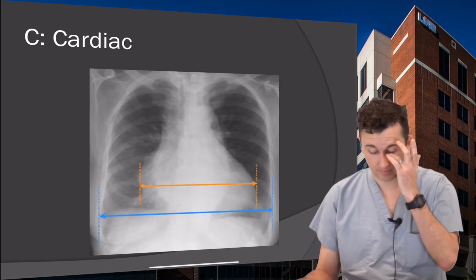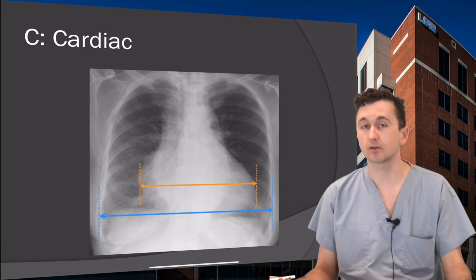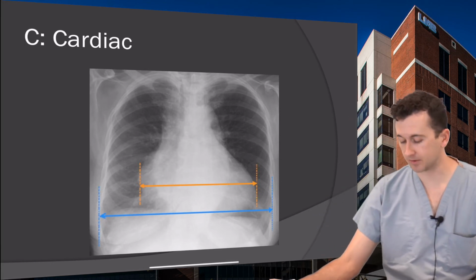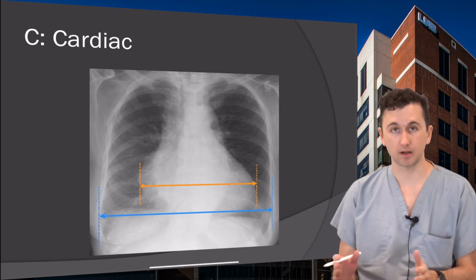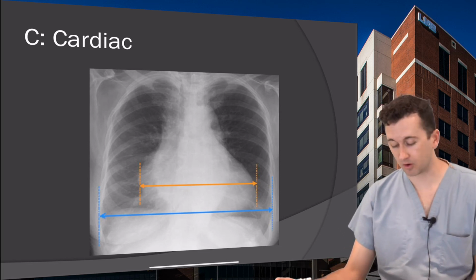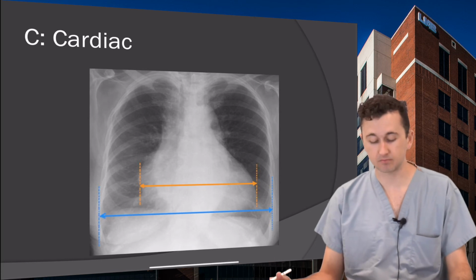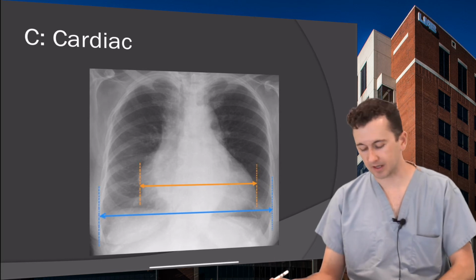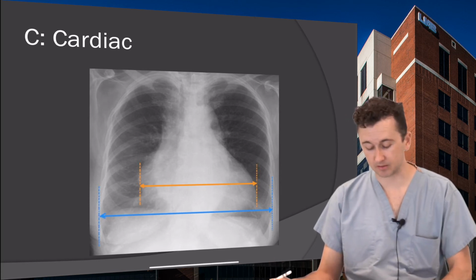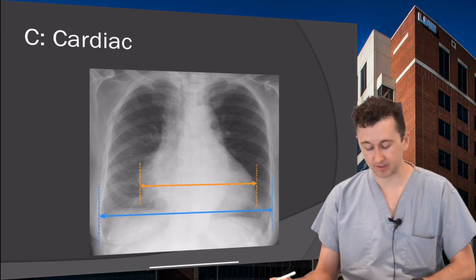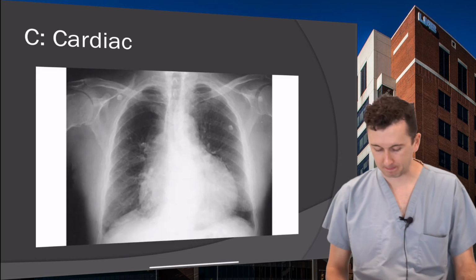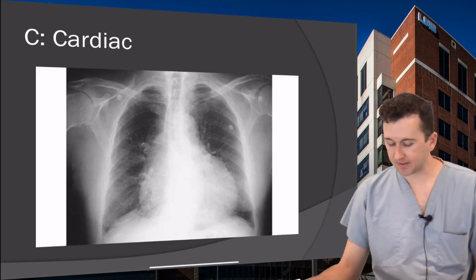The other thing you want to look at when it comes to the heart is to try to determine if there's any cardiomegaly. The easiest way to do this is to measure the width of the heart and compare it to the width of the thorax. And if it's above 0.5, you have cardiomegaly. Again, I'm not getting out my slide rule every time I look at an X-ray, but you can glance at this. This patient has pretty significant cardiomegaly here.